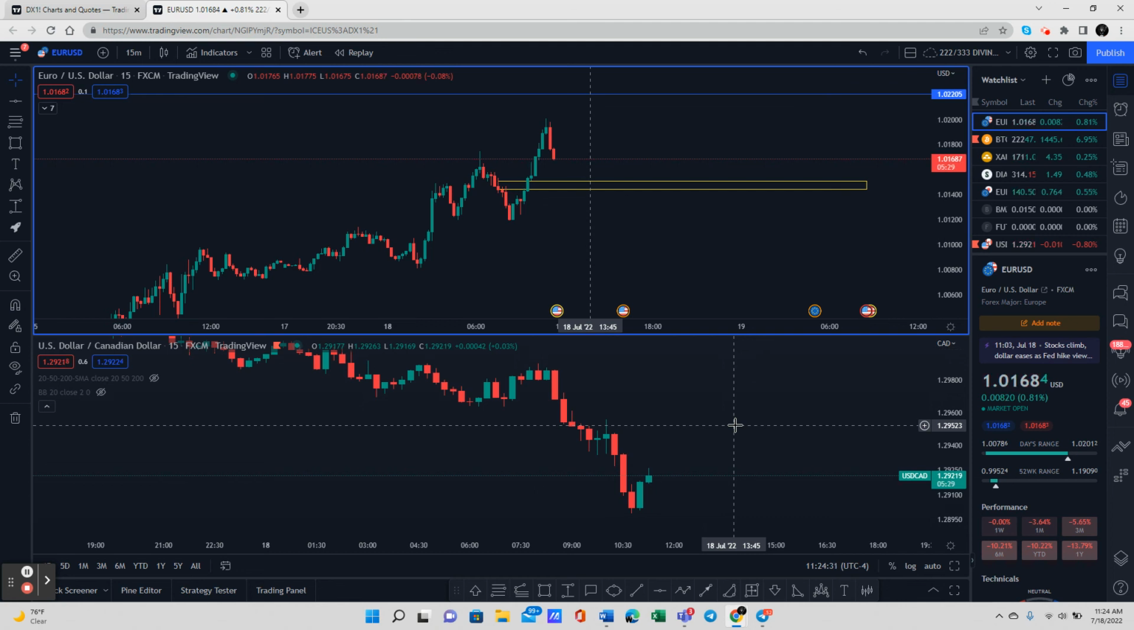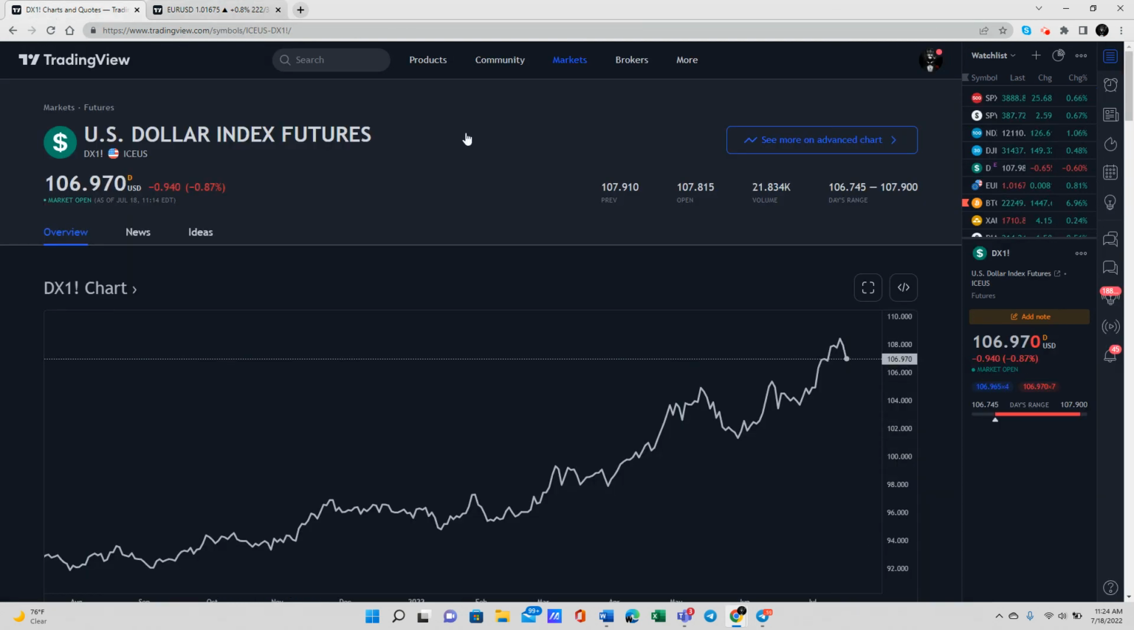That you guys can start to look at and say, hey, one is basically doing the opposite of what the other pair is doing. So if you were trading Euro USD, you'd be short based off of this setup, and you'd be long based off of this setup. All right, let's finish out with the DXY chart.